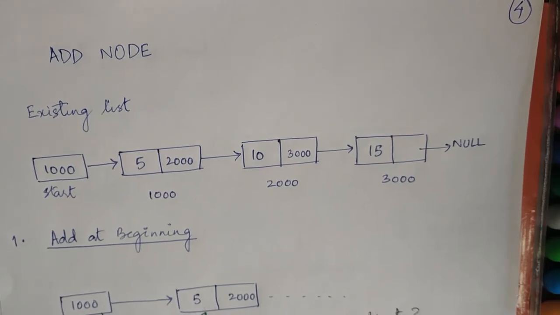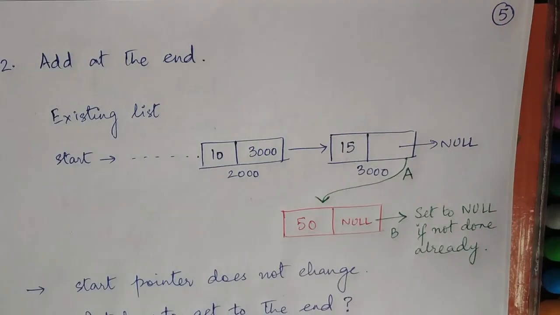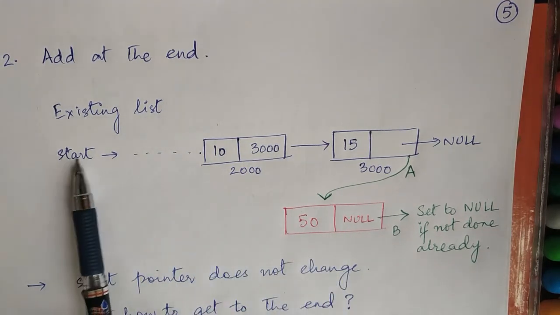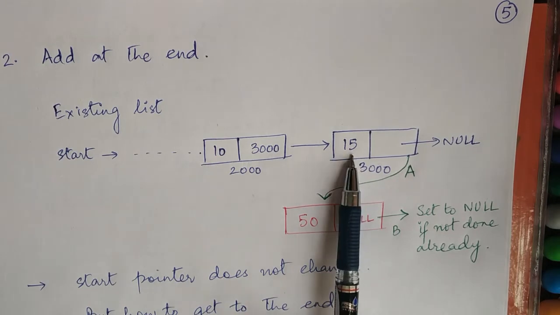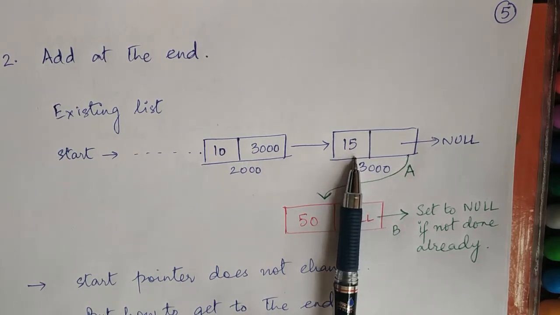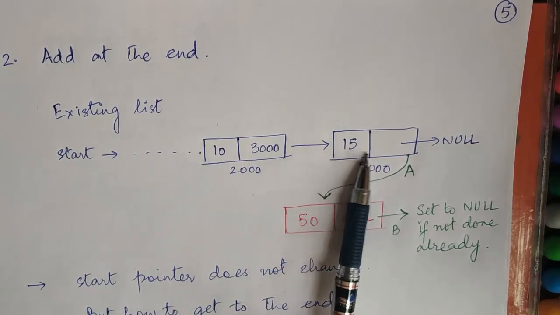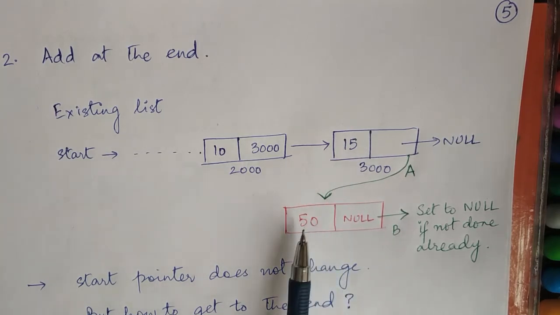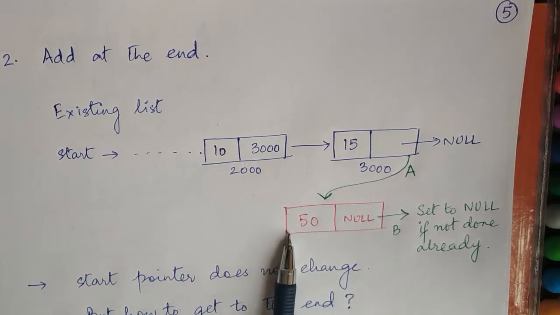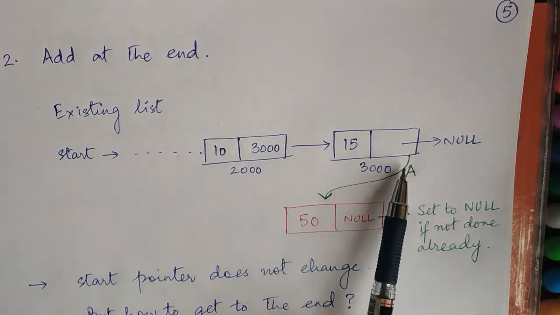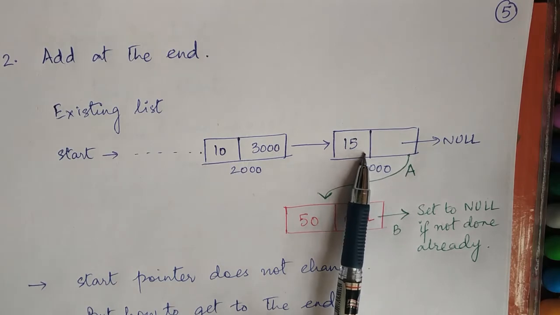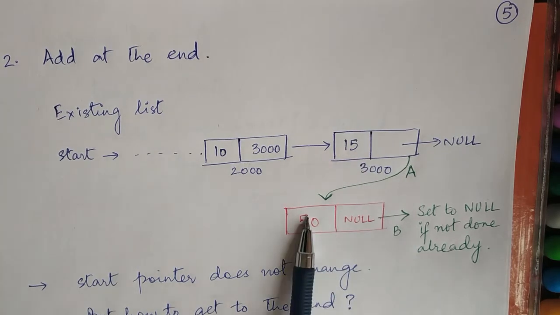Now if we have to do addition at the end, what do we do? That means start all the way to the end. 15 was my last node. I'm again taking the first linked list that we have as the base case for addition. So when you have to add at the end, you have to add a node after 15. So again, if this is the node that I created, then I have to make this last node point to 50.